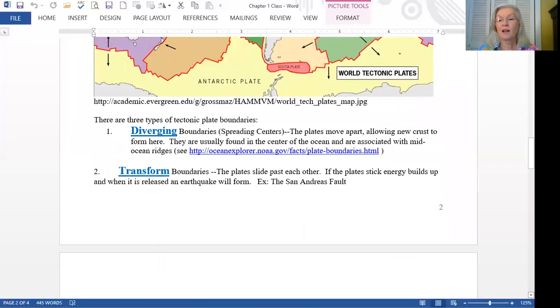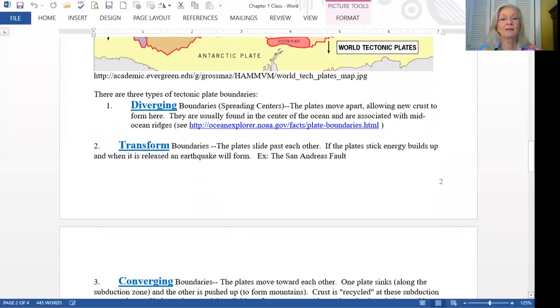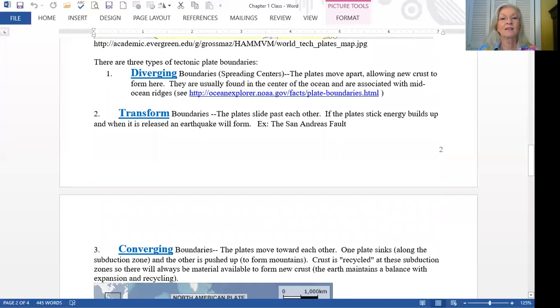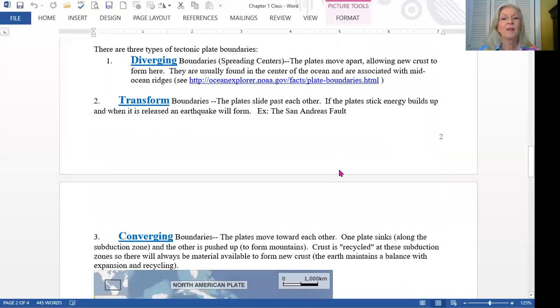So we have three types of plate boundaries. See if I can get them, maybe all three to show up. Three types of plate boundaries. You have diverging boundaries. That was when the plates pulled apart. And at diverging boundaries, the plates separate and new ocean crust is created to fill the void, to fill that empty space. That means that new crust is the very youngest crust.